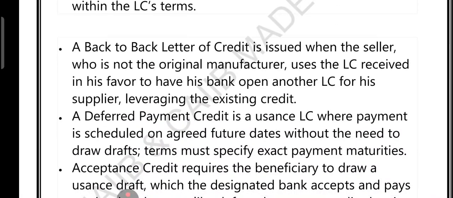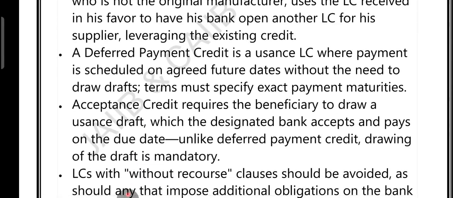Then we have back-to-back LC. Basically imagine you are a middleman, not the manufacturer. You receive an LC from a buyer and you use the same LC to open another one in favor of your supplier. That is back-to-back LC. Leveraging one LC to support another. Smart but needs control.